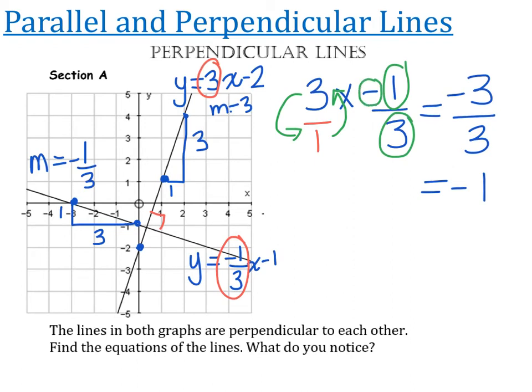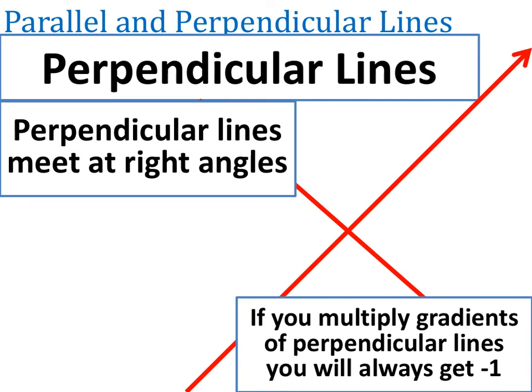Now, I promise you, perpendicular gradients are definitely way more complicated than parallel gradients, but we'll get there eventually. Let's try some questions on this before I end up going on forever. Again, similar to what you did for the parallel lines, if you have a book that you're writing in, it would be really good for you to write down about perpendicular lines. These perpendicular lines meet at 90 degrees, and if you multiply the gradients of perpendicular lines, you will always get minus 1.